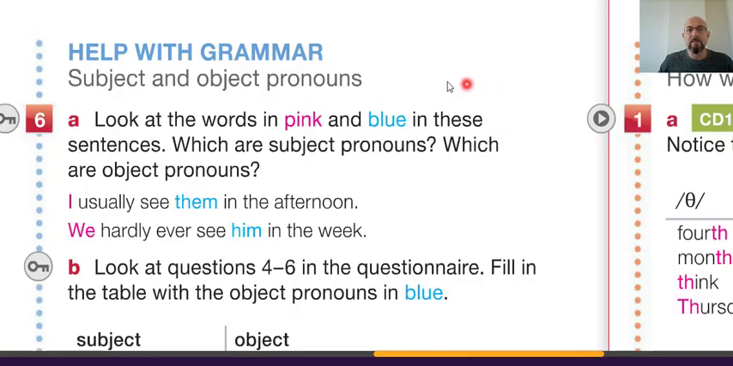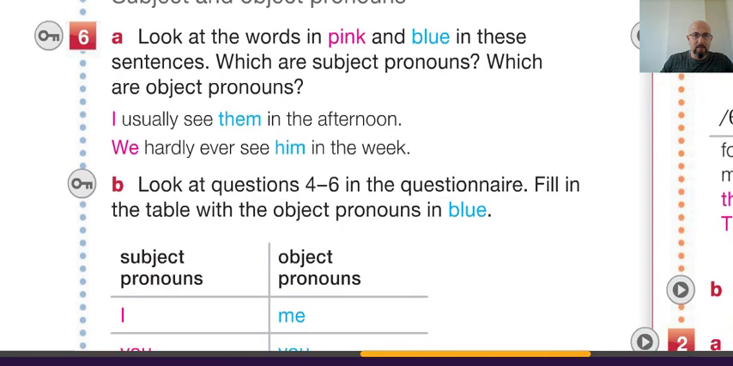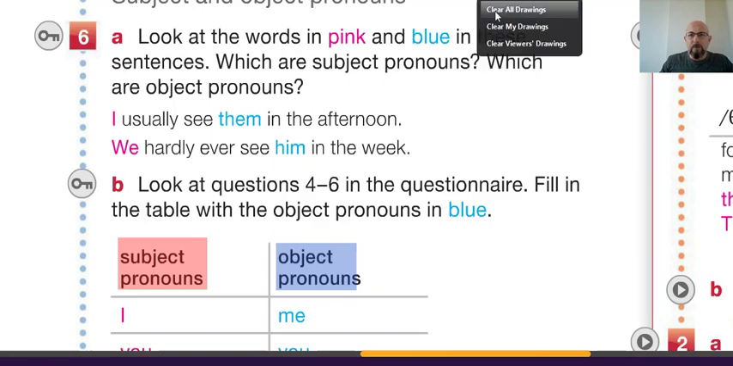Okay, now let's move to exercise number 6. Here, help with grammar: subject and object pronouns. Look at the words in pink and blue in these sentences. Which are subject pronouns, which are object pronouns? I usually see them in the afternoon. I here is the subject. We hardly ever see him in the week. Here we have the subject, I, and we have the objects, them and him.